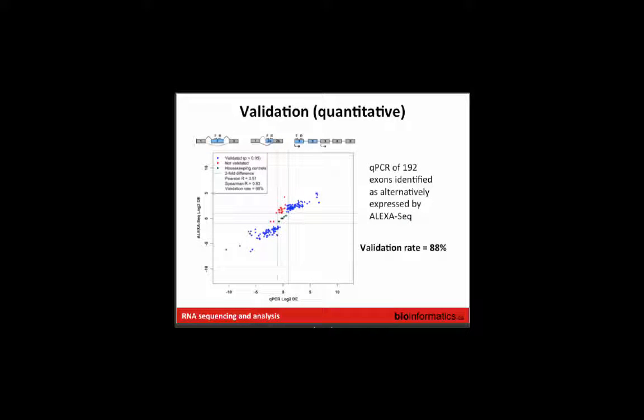And the same thing for the quantitative level of expression where you have, in this case, differential expression of alternative exons or alternative parts of existing exons. If we compare the readout from RNA-seq on the y-axis to qPCR on the x-axis, you get a very, very good correlation. And if you apply a statistical test to tell you whether both platforms said the exon was differentially expressed, you get a validation rate of about 88%.